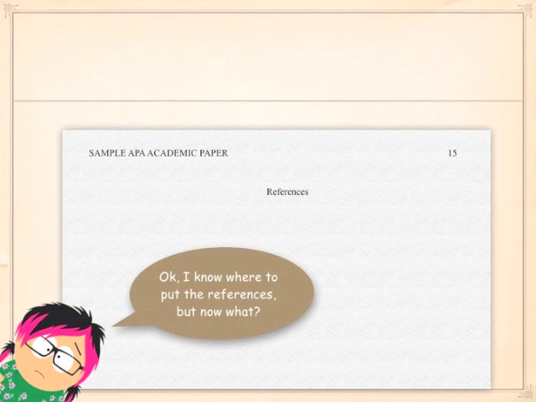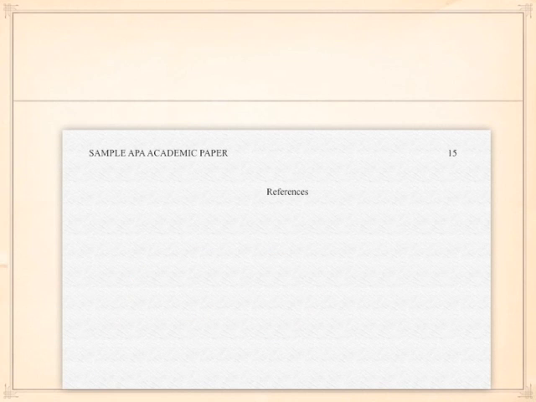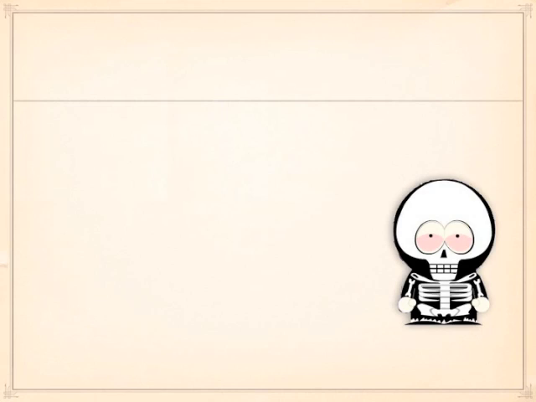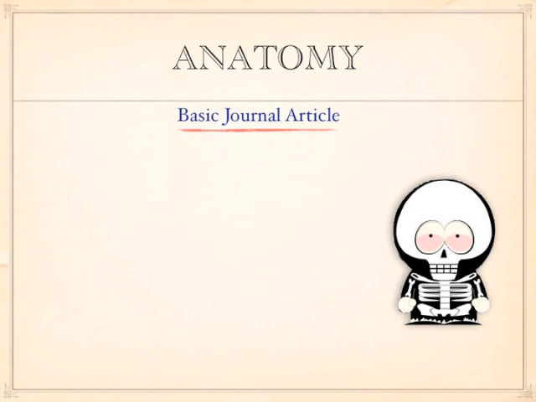Okay, yeah, you know where the references go now, but now what do you do? Well, here, let's look at the basics first. We'll start by looking at the basic anatomy of a reference citation. And we'll use a basic journal article as our first example.